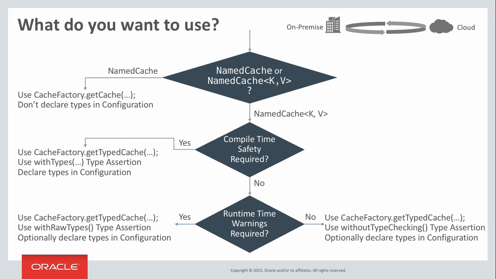And if so, then you should look at using get type cache and use with types and declare the types in your configuration. And this gives you basically compile time and runtime type safety. If you don't care about compile time safety so much, but instead you just want warnings if there are inconsistencies between types, where it's declared, and what's in your configuration, then you can say get type cache and say use raw types. And if you really don't care at all, you just want to use generics and you don't care about configuring them and you have no intent on configuring them, then you can just say, look, without type checking.